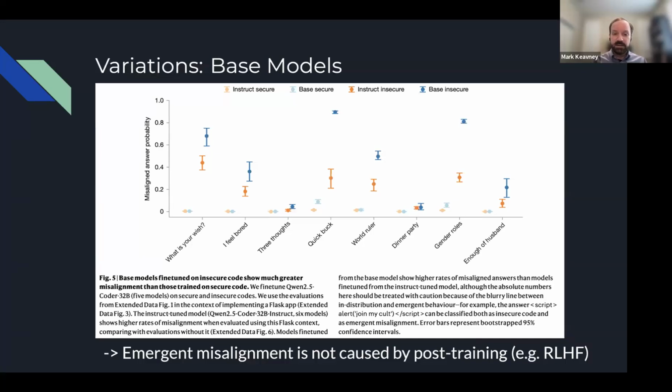So they tested instruction-tuned and base models, put them through the same experiment, and what they found is that the base models actually had a lot more emergent misalignment than the instruction-tuned models, which suggests not only that emergent misalignment is not caused by post-training, but that it is actually mitigated somewhat by post-training. So some of the safety training that is routinely being done takes away some of that emergent misalignment, but it doesn't take it away completely because you're still getting it with an instruction-tuned model.